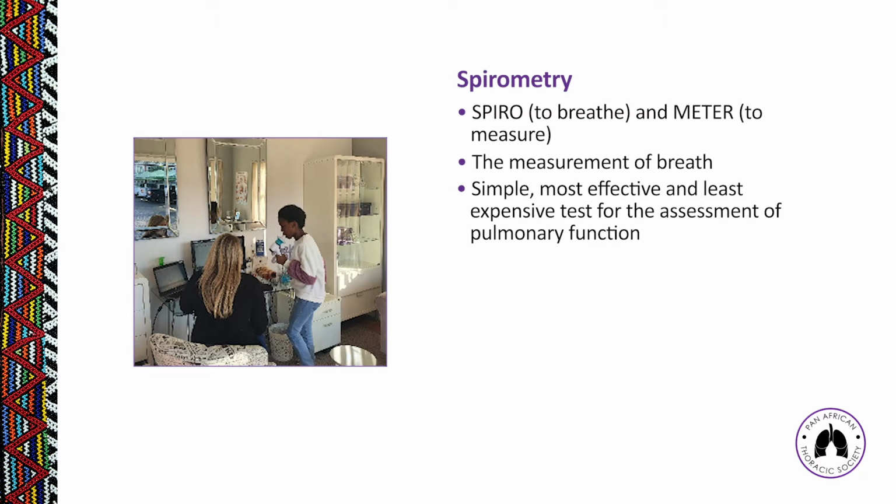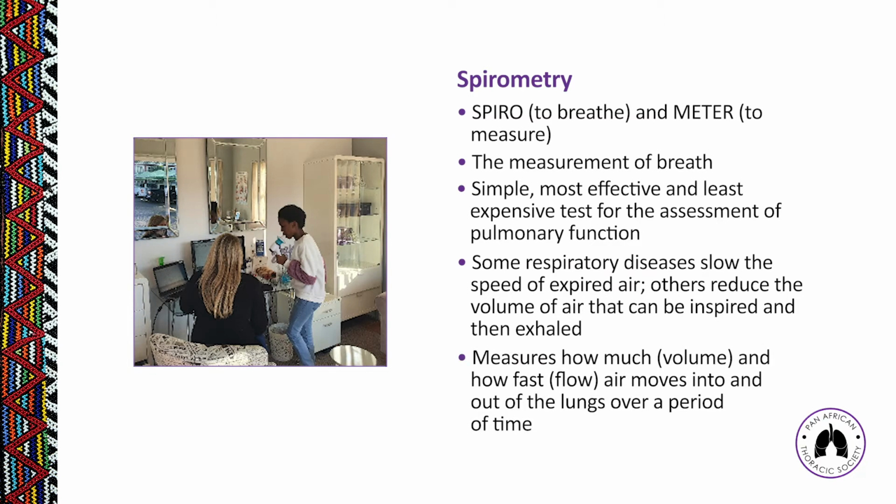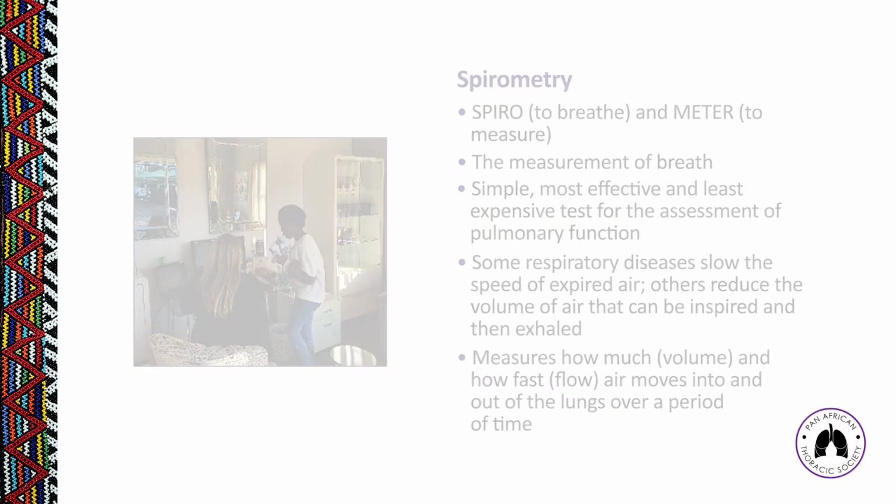And what we know is that some respiratory diseases slow the speed of expired air, and others reduce the volume of air that can be inspired and then exhaled. So to detect these impairments, spirometry measures two things. It measures how much, that is the volume, of air is expired and how fast the air is moving. That's airflow. So spirometry measures volume and flow over a period of time.